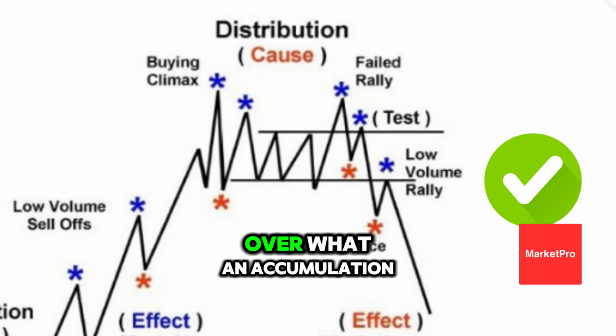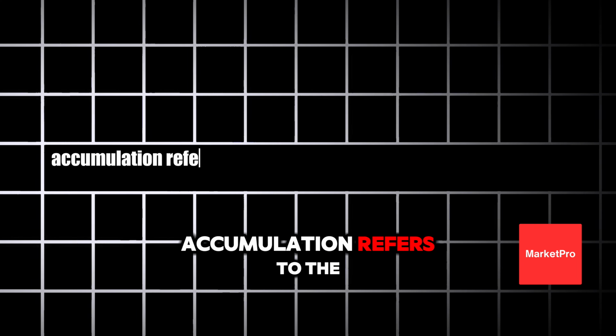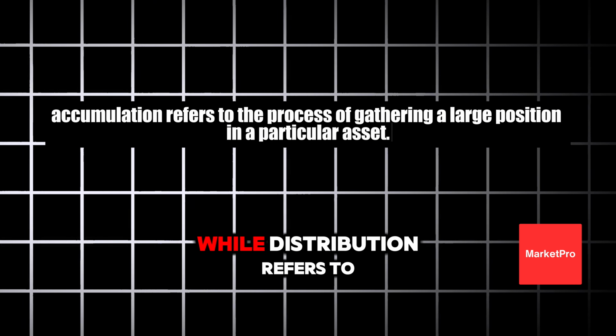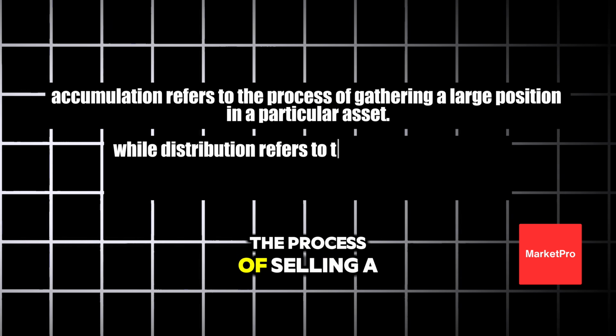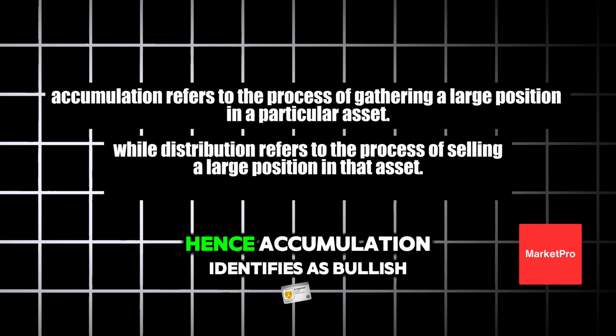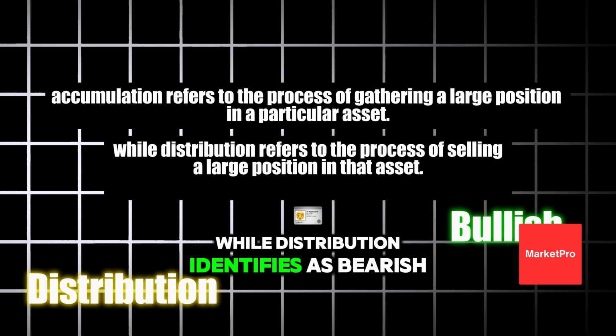First, we must go over what an accumulation or distribution is. Accumulation refers to the process of gathering a large position in a particular asset, while distribution refers to the process of selling a large position in that asset. Hence, accumulation identifies as bullish, while distribution identifies as bearish.